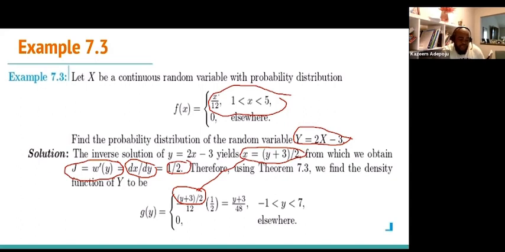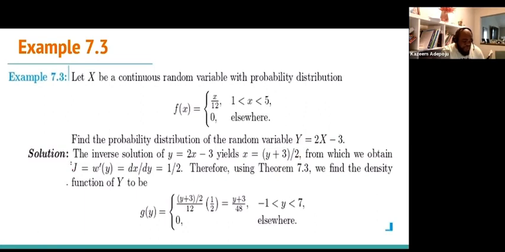The Jacobian J has to be in absolute value. I think I made a mistake. My Jacobian is supposed to be in absolute value. We don't want a negative. It's always going to be positive. And in the end, this is what I got when I simplify.